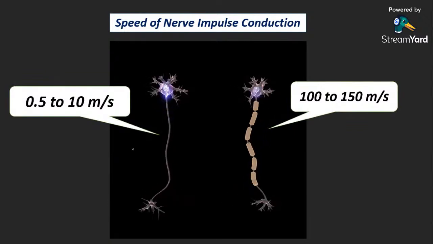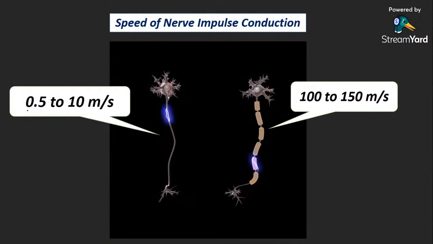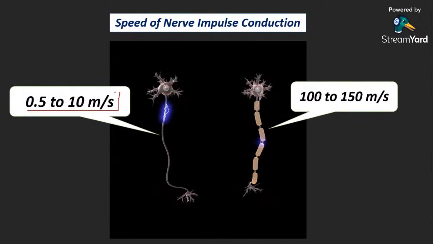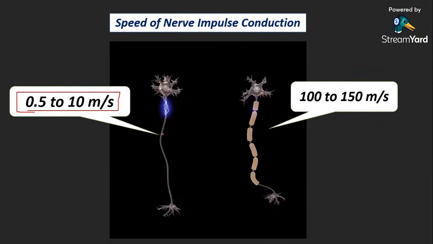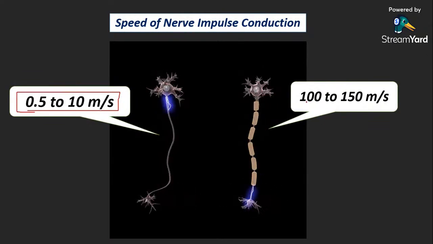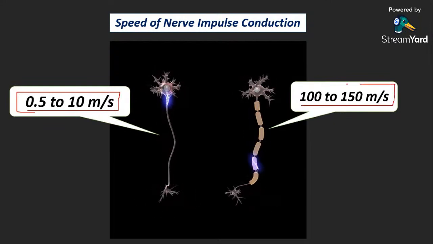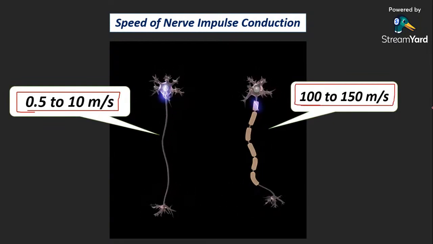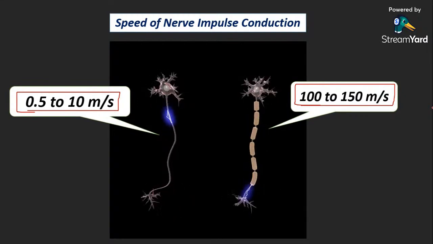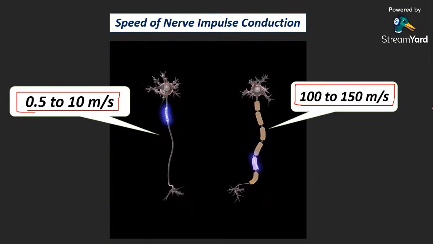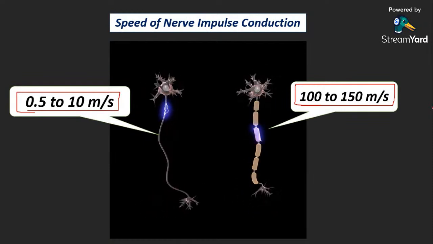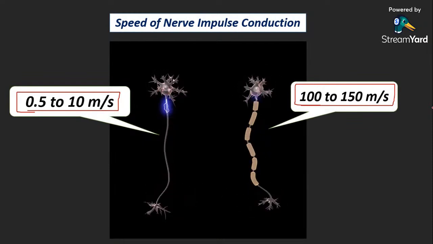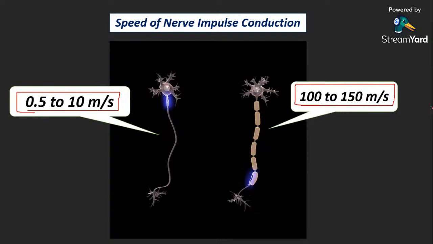So the speed of nerve impulse conduction will be 0.5 to 10 meter per second in a non-myelinated neuron, whereas 100 to 150 meter per second in a myelinated neuron. This is also a previous year question. This has not been done in the NCERT textbook, so please just note this down at the side of your NCERT.